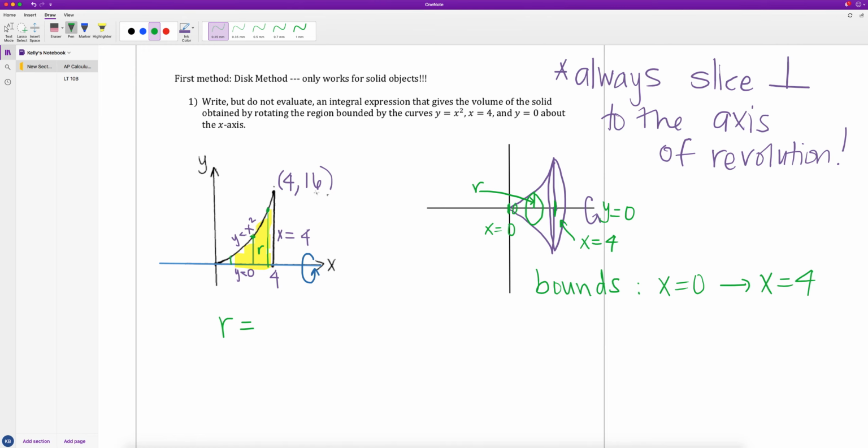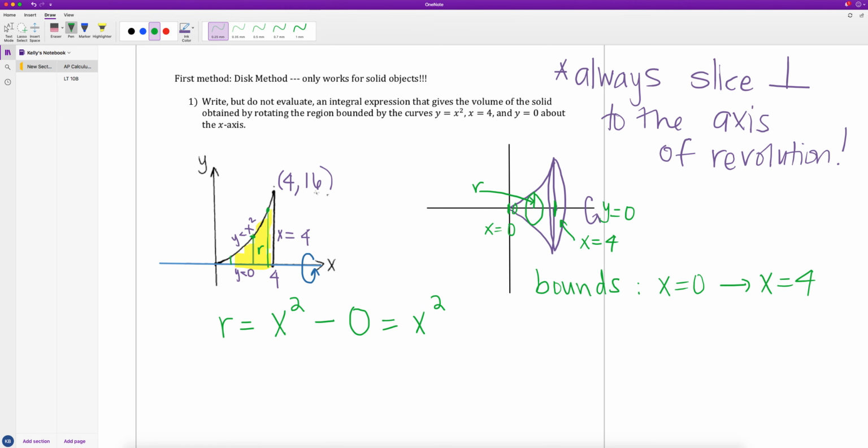The important part I need to figure out for my radius is that these bounds are in terms of x, which means my radius has to be in terms of x. So when I look back at this, the top part of each of these radii is hitting the x squared curve. So my radius is going to be x squared, because that is my top function, minus my bottom curve down here, which is just going to be 0. So that tells me that my radius is going to be x squared.